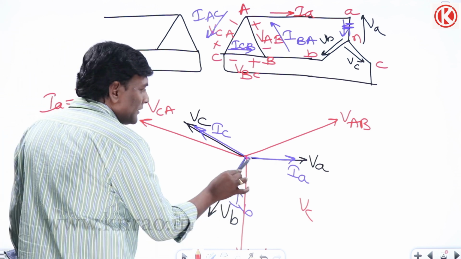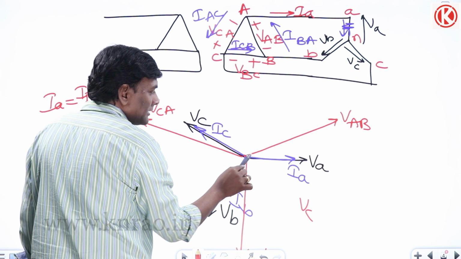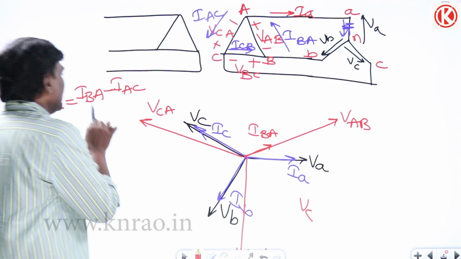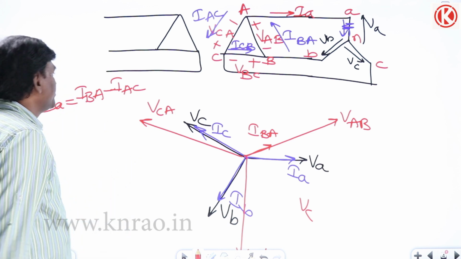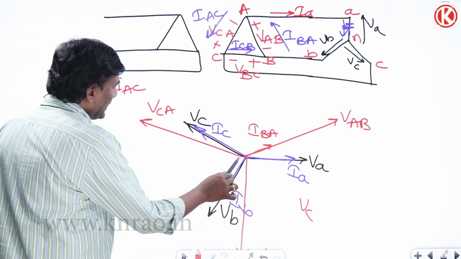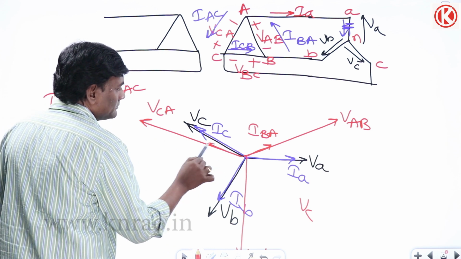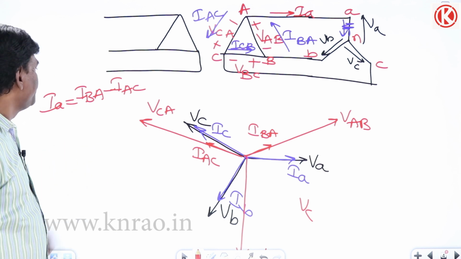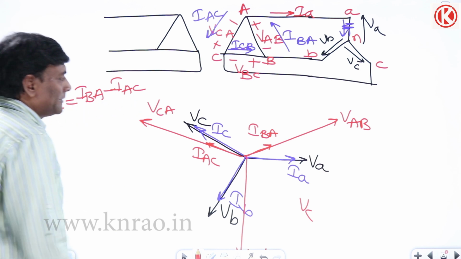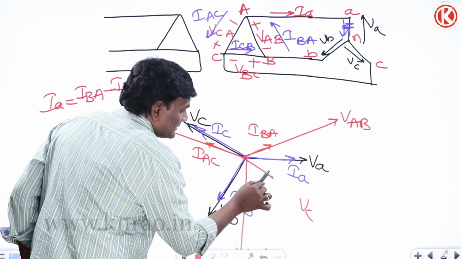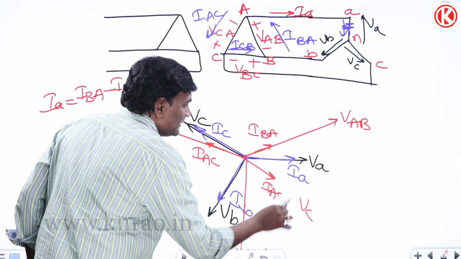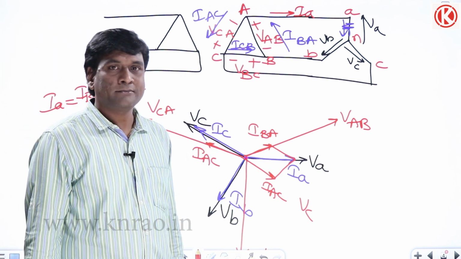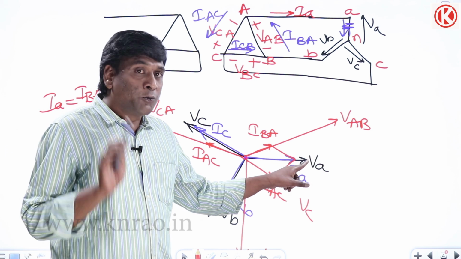Now where should IBA be, or where should IAC be? For example, if I think of my VAB is here and IBA is here, just like that, and ICA, VCA is here, IAC is here, just like that. Okay, IBA minus IAC is going to be IA. Problem solved.